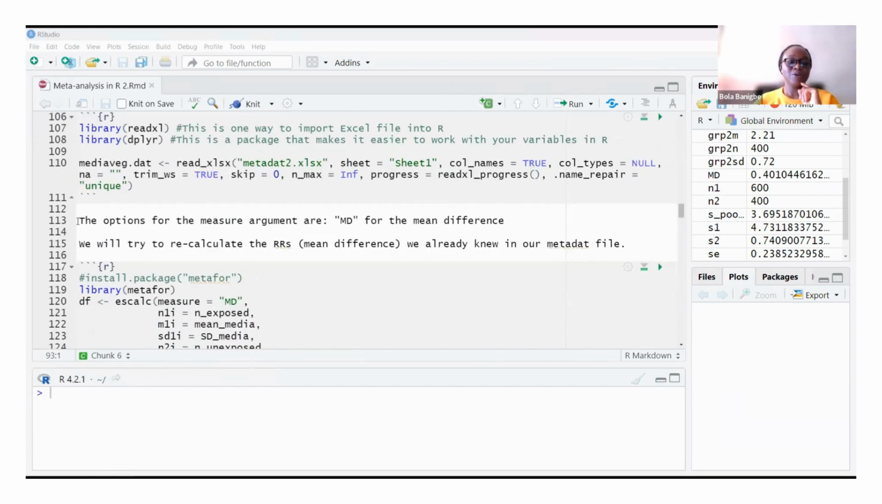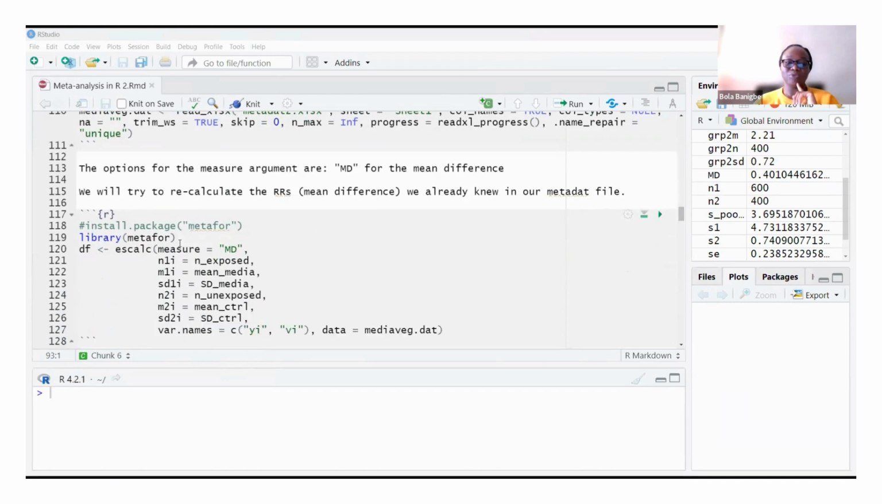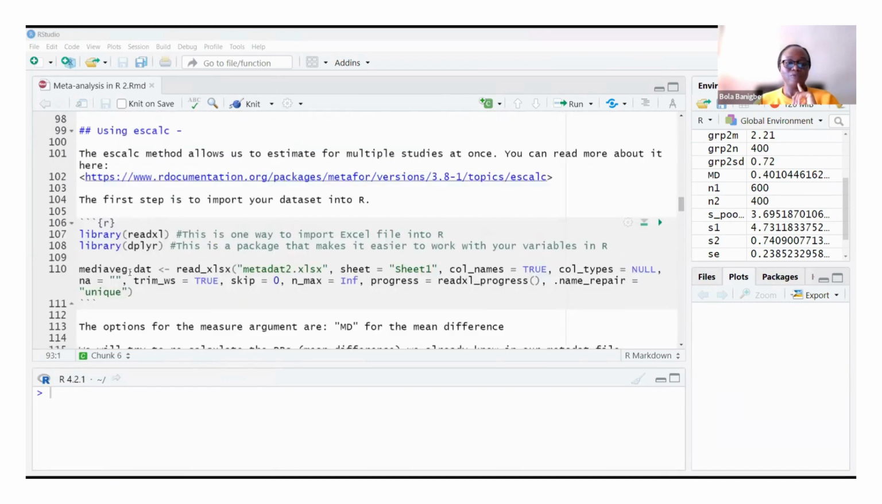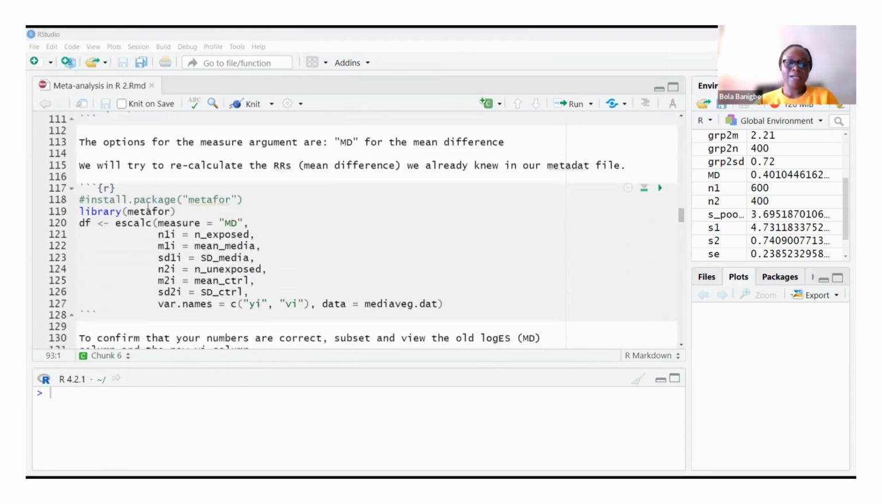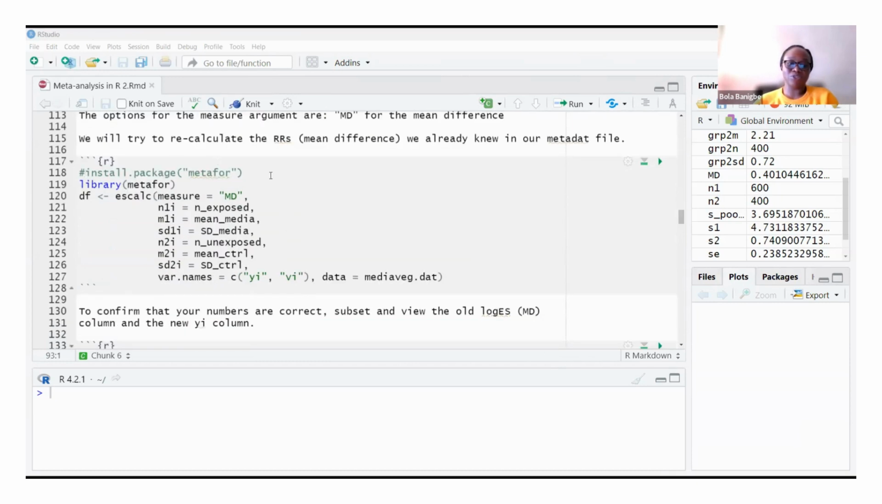Okay, so here we've imported our Excel file. And now we're going to recalculate the mean difference. It's already in our data, but we just want to run through it and show that we're getting the same answers. So we're going to use the metafor package. If you've not installed it, then you should uncomment it and first install it. But since we installed it last week, I'm not going to reinstall it.